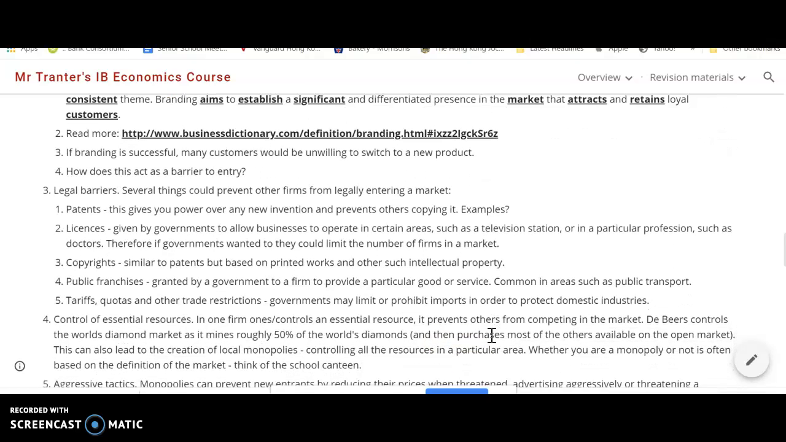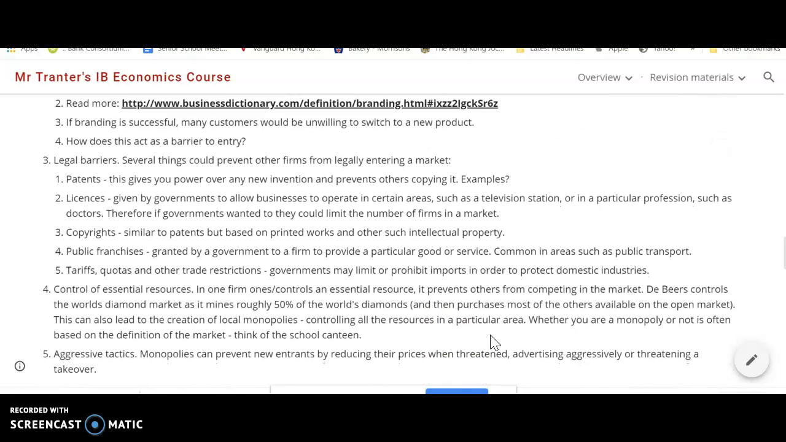Another barrier is legal barriers. Sometimes a company is a monopoly because it's not legally possible for another firm to enter the market. Now, that could be because of patents. If you come up with a new idea, you can patent it. It's your idea, and no one else can copy it unless you give them permission.